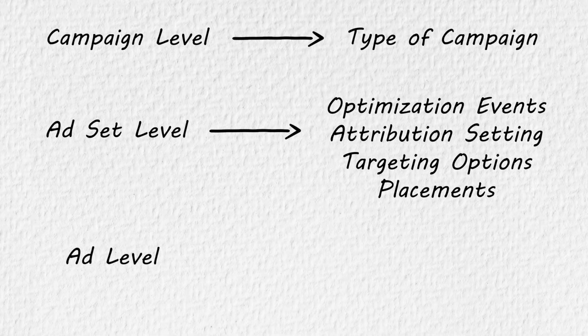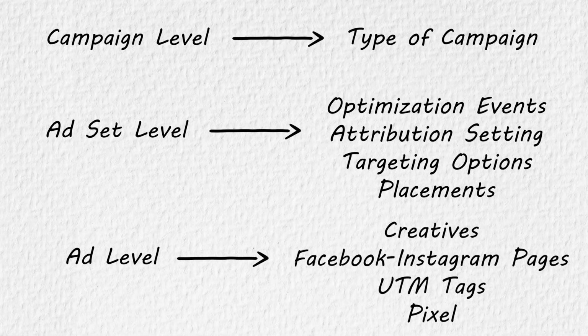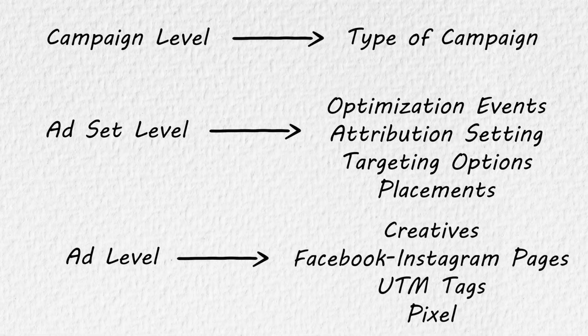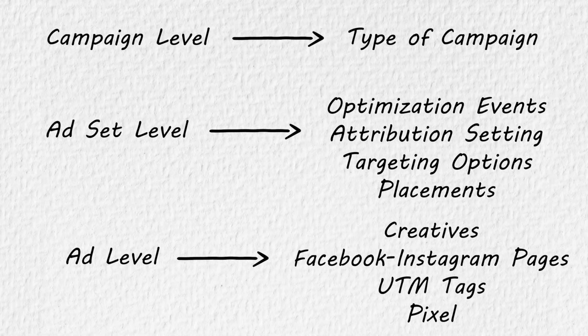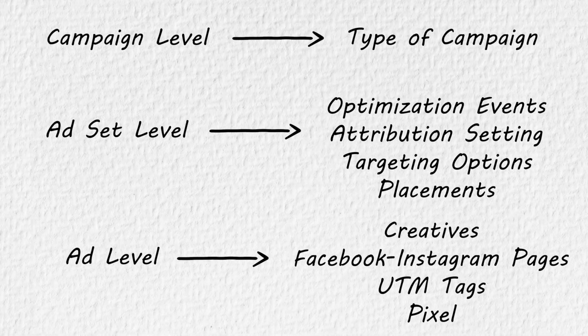And then we have the ad level, which is basically the place of the creative, where the king is the creative. Over there we also have the two pages that we're going to use to optimize, the Facebook and the Instagram, or just one of them, it doesn't matter. At the bottom we have the area where we add the UTM tags. Above that we have the area where we say which pixel is going to be used.